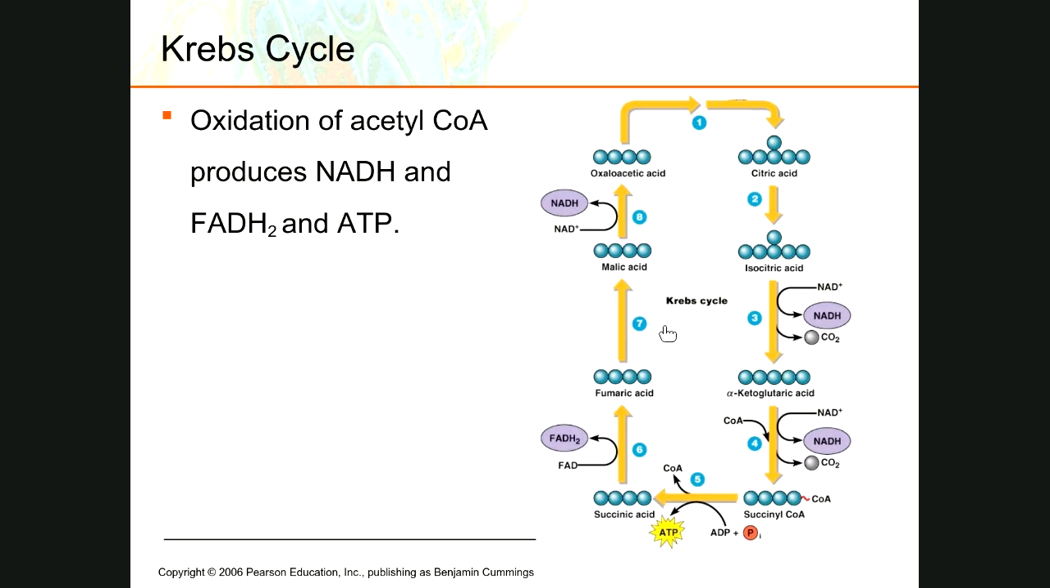Six, four, two. Well, we have 1, 2, 3, and this happens twice, right? So the correct answer is 6. How many ATPs are made here? It's 2 total. Right, so only 2 are made in Krebs, right? Because remember, this happens twice, so just 2.